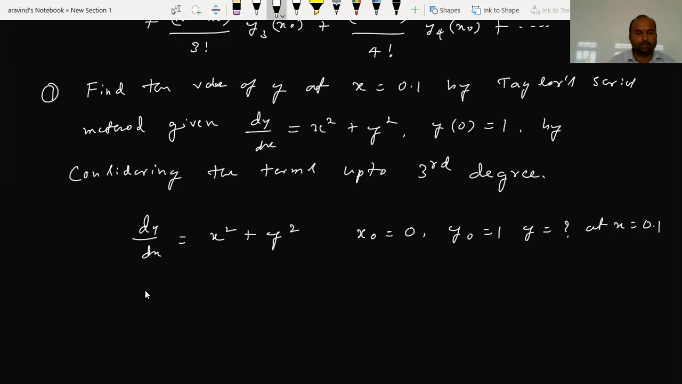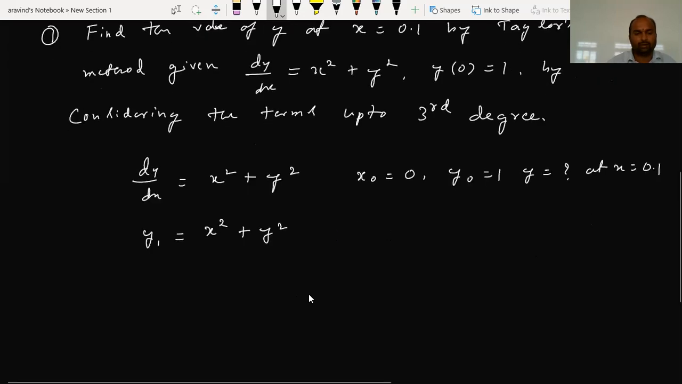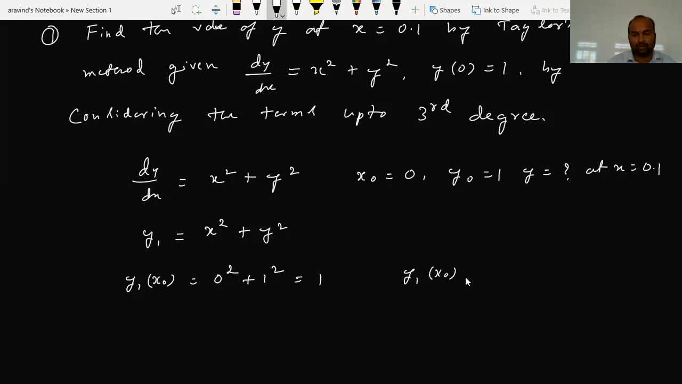Now dy by dx means it is y1. y1 is equal to x square plus y square. Now I will find out the y1 of x naught. So y1 of x naught, what is x naught? x naught is 0. So instead of x, I will substitute 0. And instead of y, I will substitute y naught. y naught is 1. So 0 square plus 1 square will be 1. So therefore, y1 of x naught is 1.